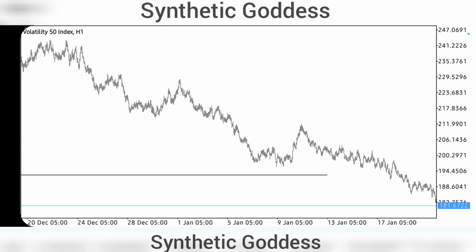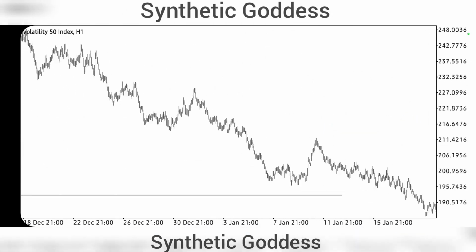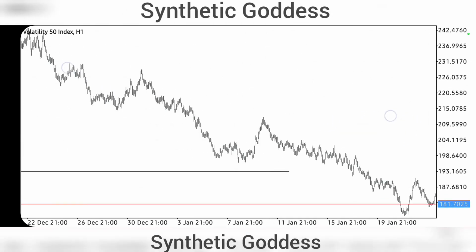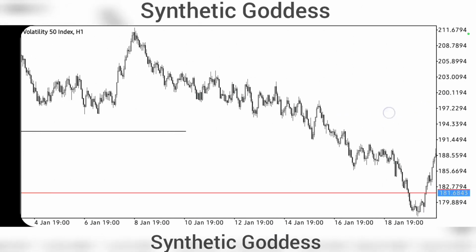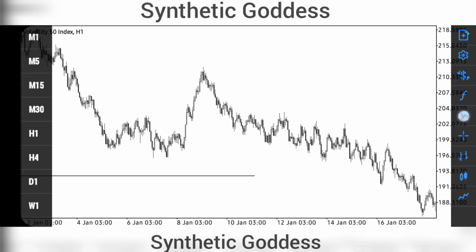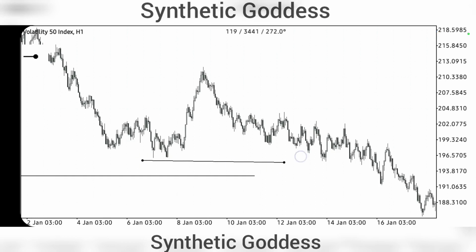If not, we shouldn't be entering the market anyhow. So immediately the market broke that 4 hours time frame, we are going to look at our last break of structure on the 1 hour time frame. So we had our last break of structure to the downside on the 1 hour time frame.